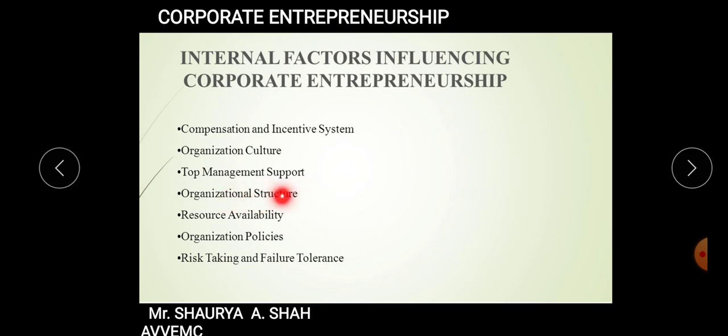How many superiors are there? How many subordinates are there? How many HODs, heads of the departments, are there? How many people do you have to report to, right? How many people do you have to consult before taking any decision or innovativeness? So all these are the forms of your organizational structure.